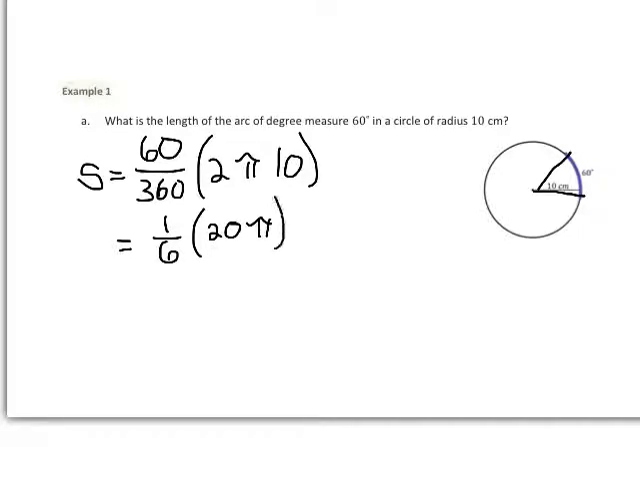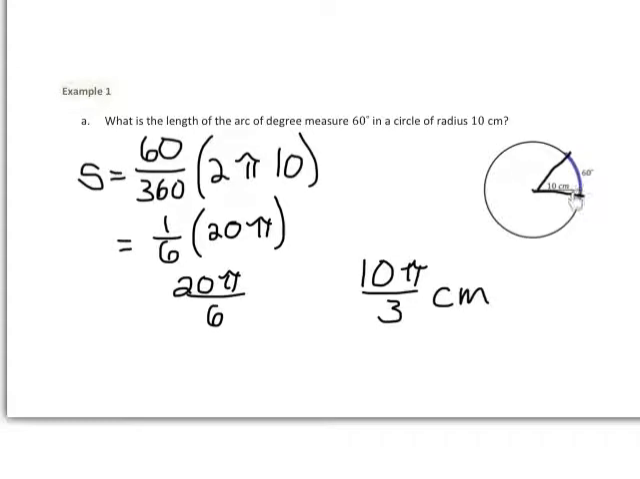If we left our answers in terms of pi and reduced down, we'd have 20 pi over 6. So in the end, in terms of pi, we have 10 pi over 3 centimeters of length for just the arc length as compared to the entire distance around the circle.